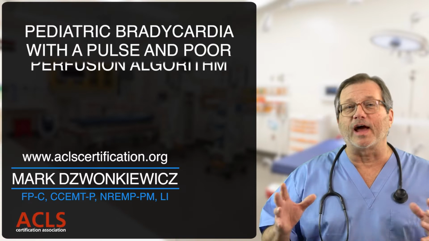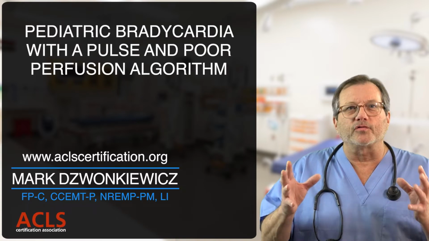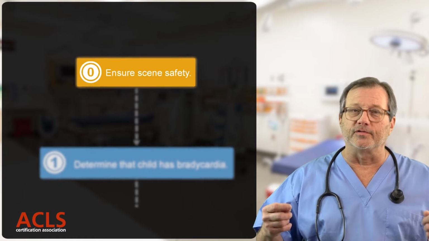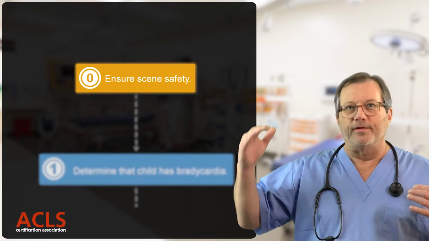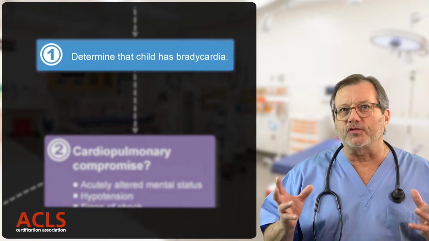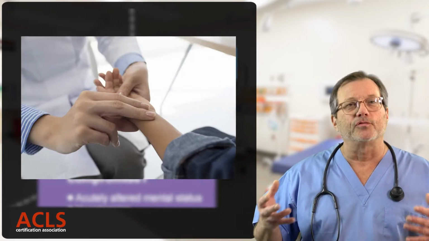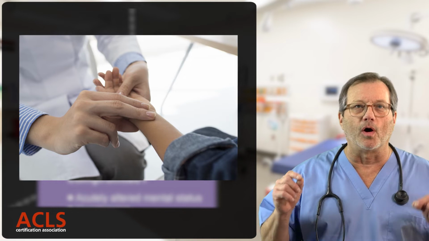Okay, so starting at the top of this algorithm, of course it says ensure your own safety, and if you're responding in the field, you want to make sure the scene is safe before we go into it. Next, moving down, determine that the child has a bradycardia. How do you do that? You check a pulse. So you find that this child has a slow heart rate.